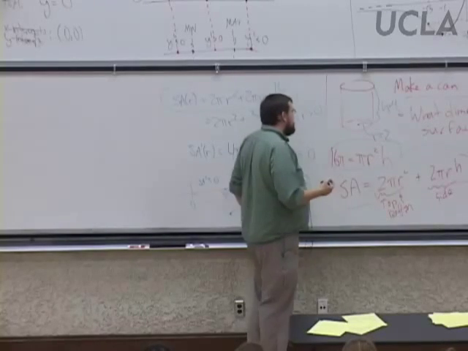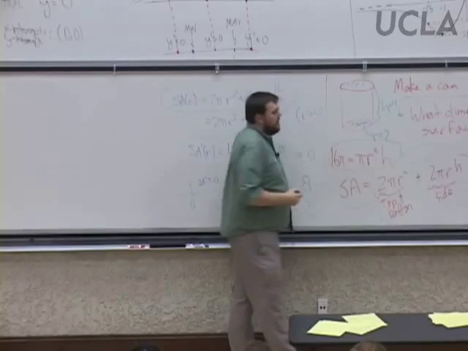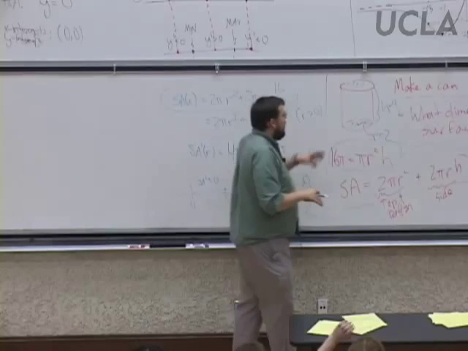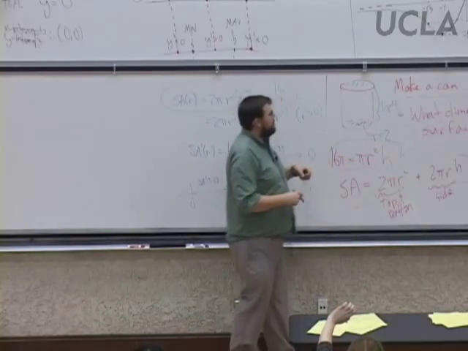When you make cans for a living, you'll discover things like the top and the bottom of the can cost you more than the sides. So you have to factor all this in. How much does the top and bottom cost, and how much does the side cost? And various constraints will give you different shapes.